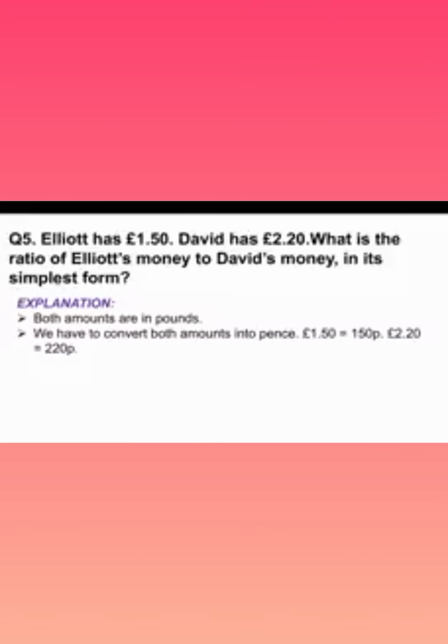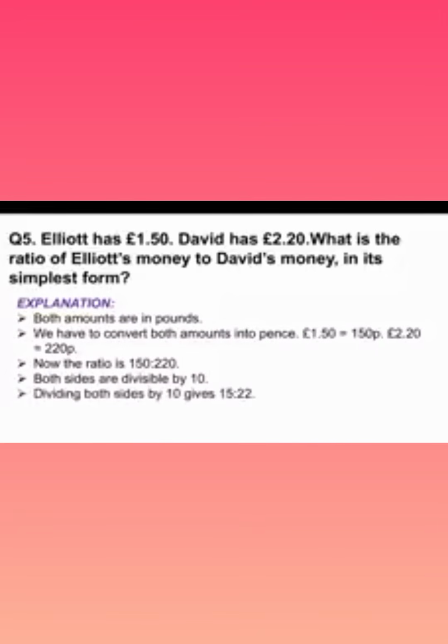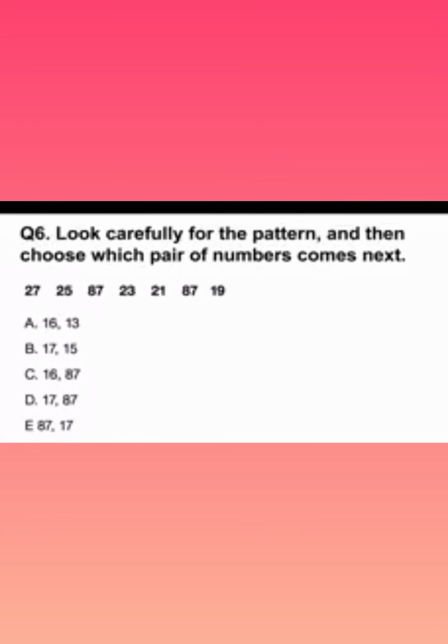So £1.50 is 150 pence and £2.20 is 220 pence. So now the ratio is 150 to 220, but both of these sides are divisible by 10. So we can reduce the answer down to 15 to 22. Okay, so the ratio is 15 to 22. Really simple. And the trick there is to make sure that you convert the pounds to pence, because it makes it much easier.